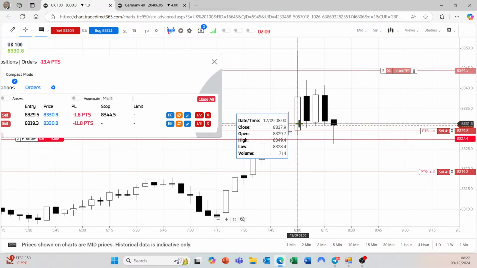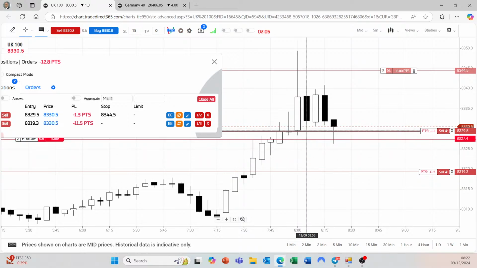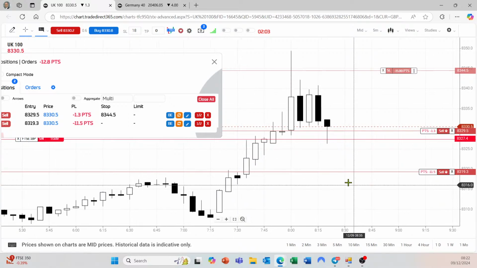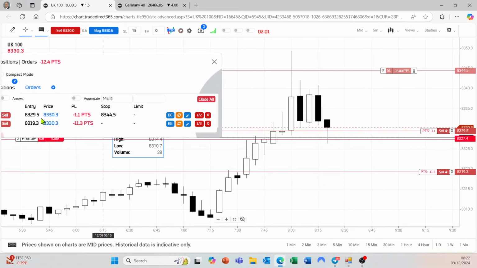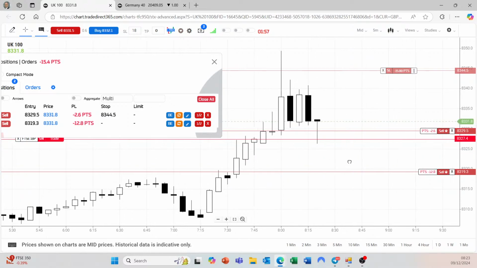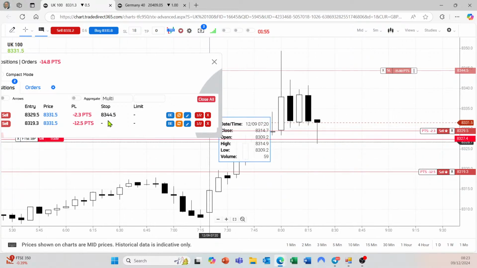So the first bar in the FTSE was positive, so I'm selling short below this position here at 8,329.5. Stop loss currently is 8,344.5.